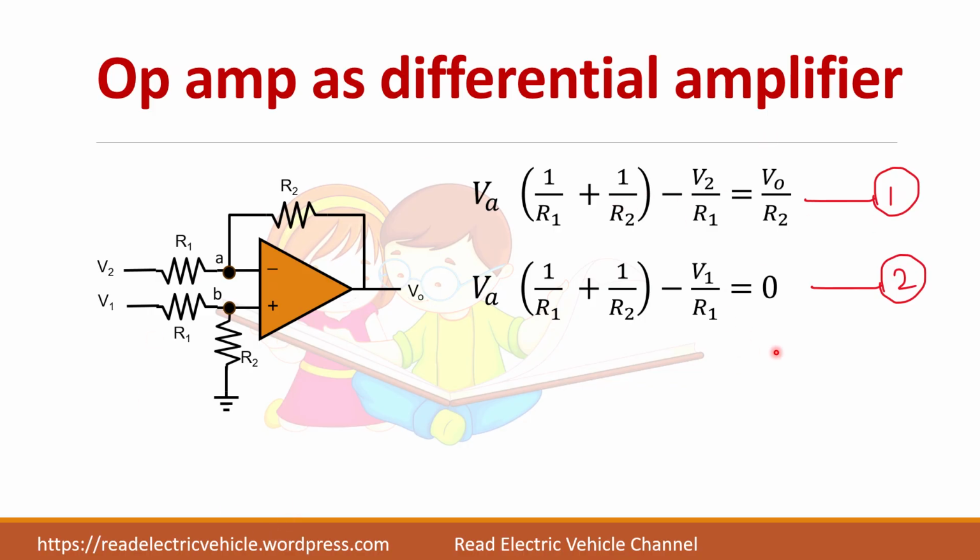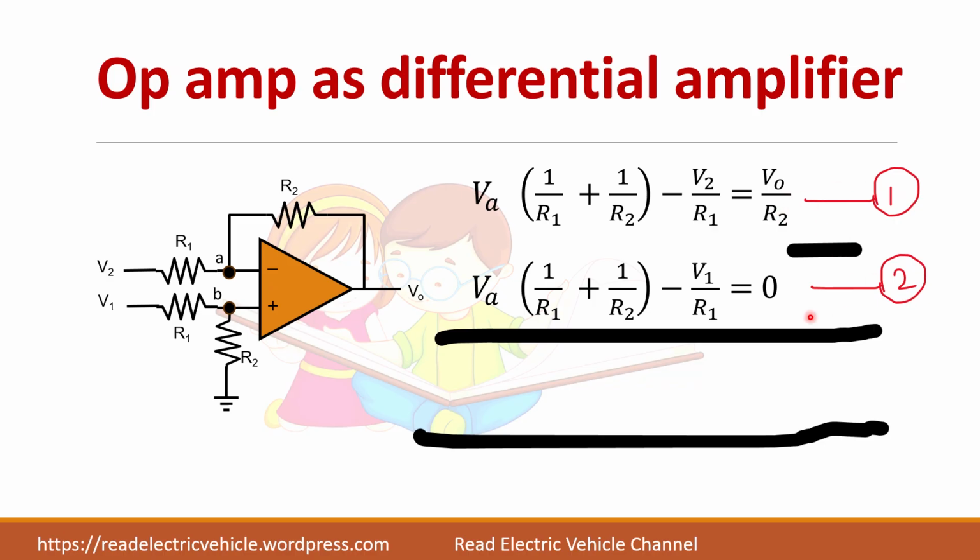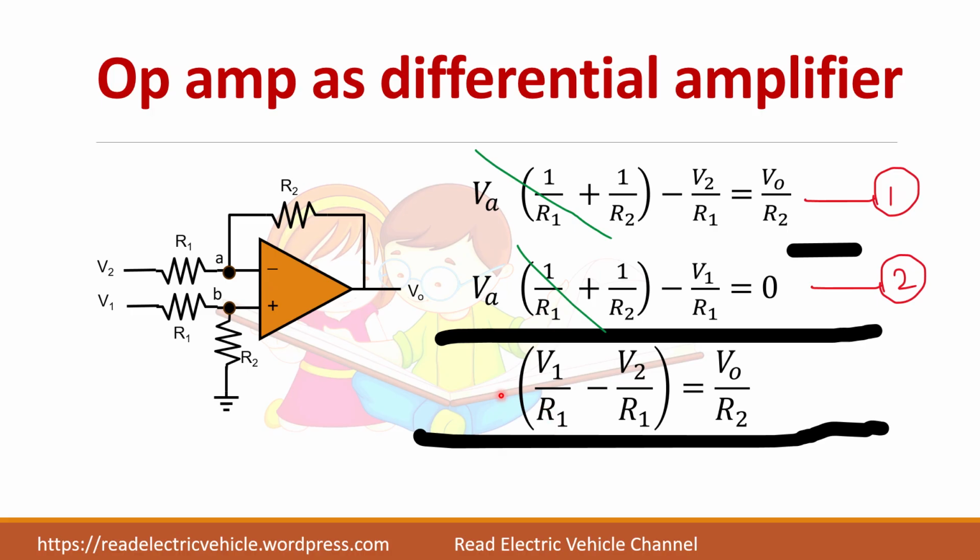So now we got two equations. You can see that these two terms are similar, so we can easily cancel them out by subtracting these two equations. So let us subtract: 1 minus 2. So it gets cancelled. You will get the equation as V1 by R1 minus V2 by R1 equal to V0 by R2.